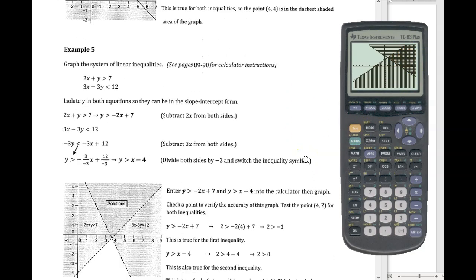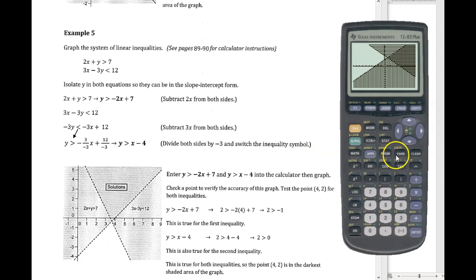Let's look at example 5. Graph this system of linear inequalities. We have 2x plus y is greater than 7 and 3x minus 3y is less than 12. So we need to put both inequalities into slope-intercept form. To focus on the first inequality, we want to subtract that 2x. So we'll end up with y is greater than negative 2x plus 7. So the first inequality is ready to go.